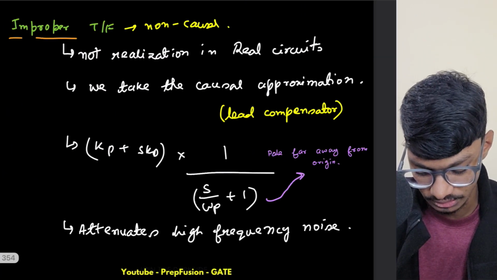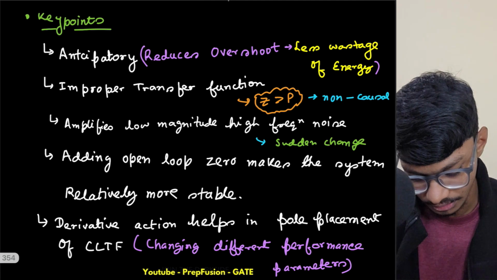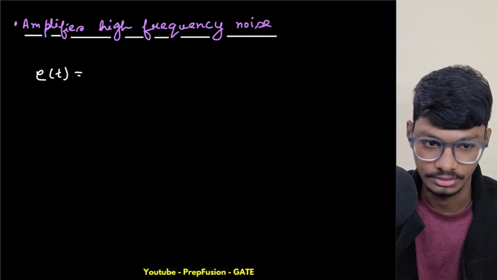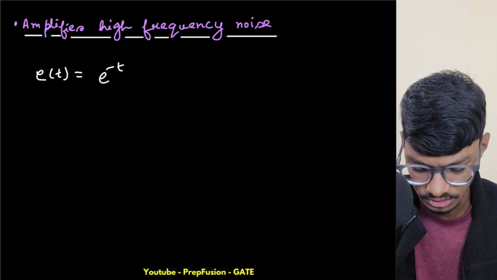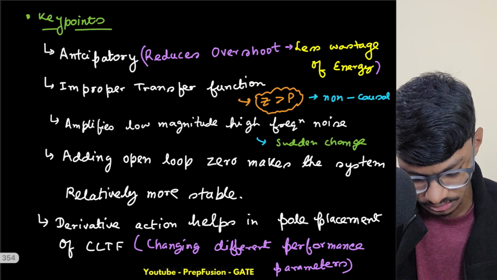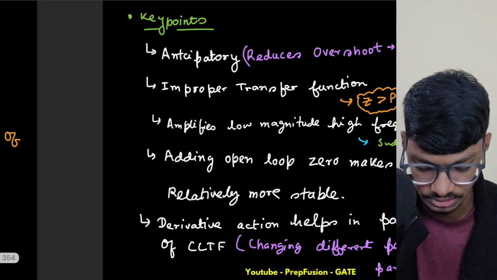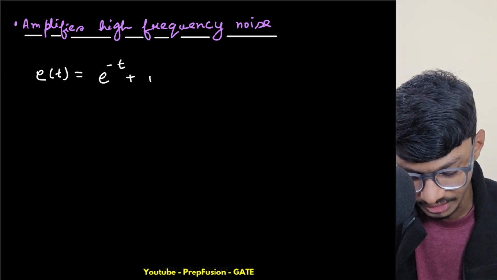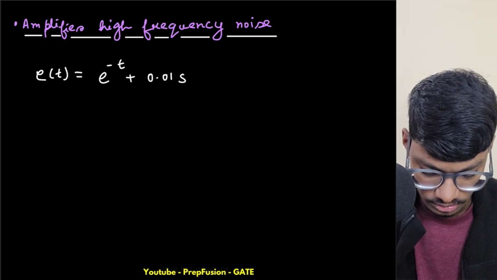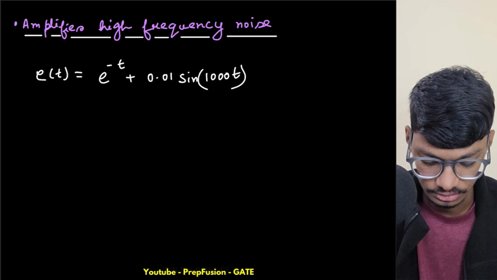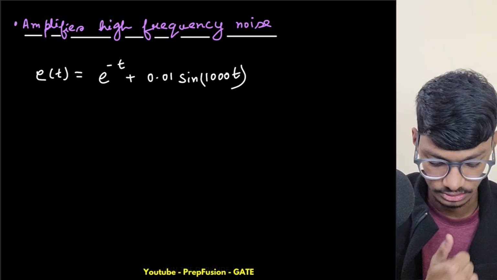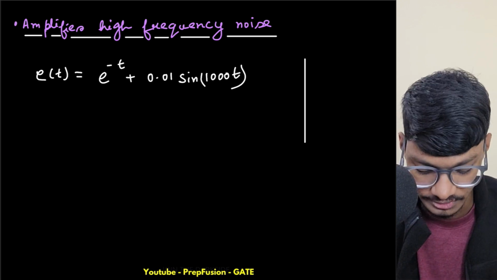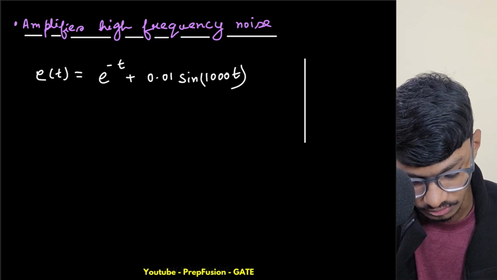The third problem, if you recall, was that it amplifies low magnitude high frequency noise. Let's say I have my error signal something like e raised to power minus t, which is reducing like this, plus a high frequency noise with the error signal. Let's say it is very low magnitude, 0.01 sin(1000t), so very high frequency, low magnitude noise. How will it look? If you ever want to plot exponential and sine together, you can draw the envelope of the exponential, and around that the sine function will revolve.